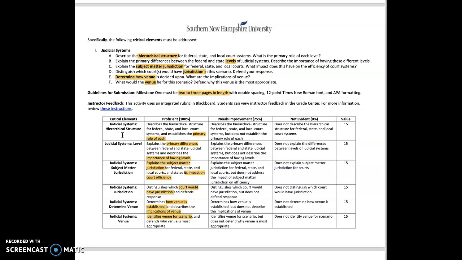Now, next we have to look at levels: explain the primary differences between federal and state judicial systems, and describe the importance of having these levels. Well, as we've learned over the last couple of weeks, some of the differences between federal and state courts include jurisdiction, and I think that's the important one. Remember, jurisdiction is the authority of a court to hear a case. So in order for federal courts to hear a case, they have to have jurisdiction. If they don't have jurisdiction, they can't hear the case. It probably belongs to state court. So first of all, the primary difference is jurisdiction.